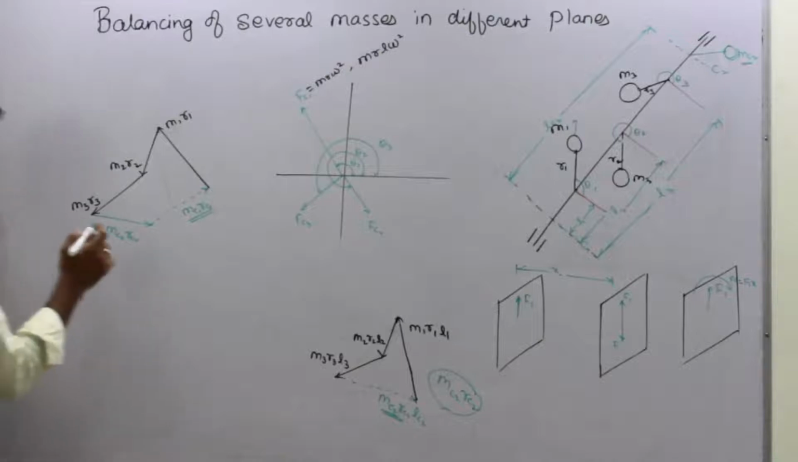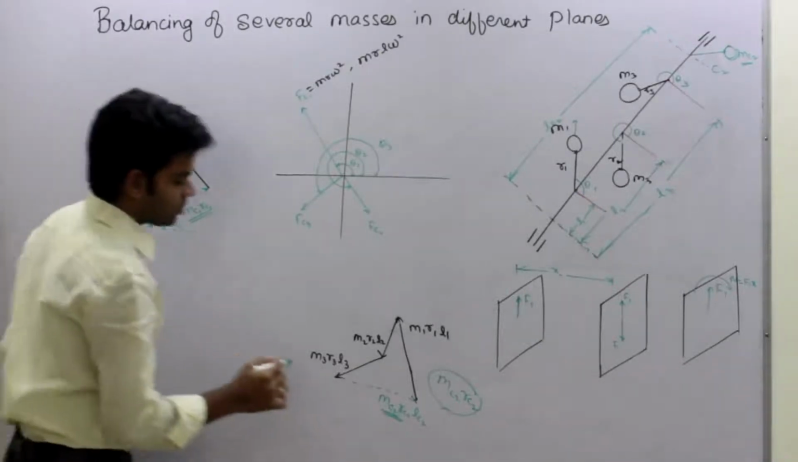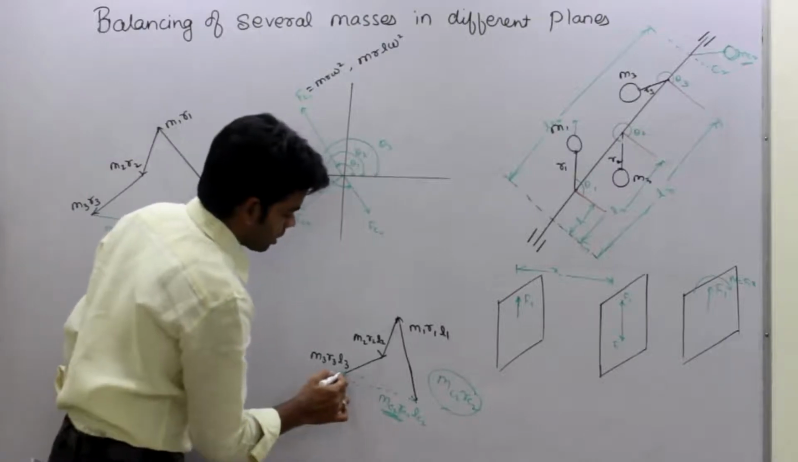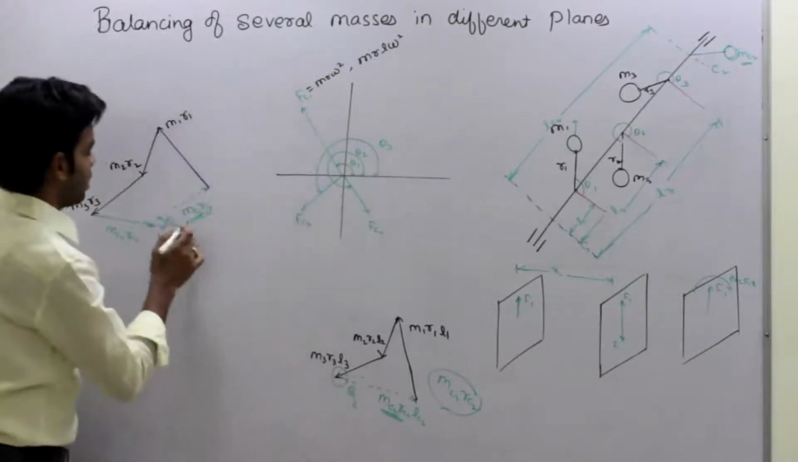And in the same way we can determine the angle also. Suppose this is our reference plane, this is theta C2, okay, this is our reference plane, this is theta C2 and this is theta C1, sorry.